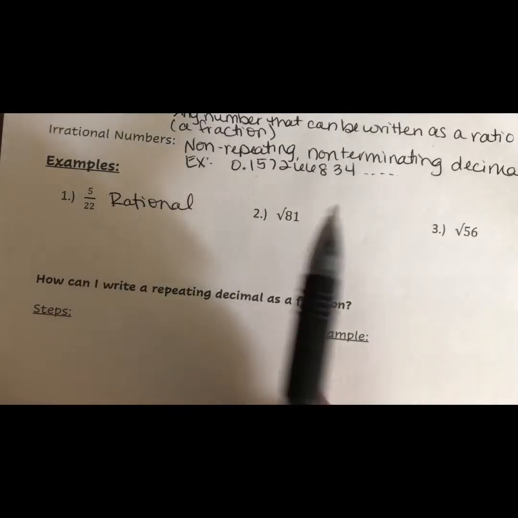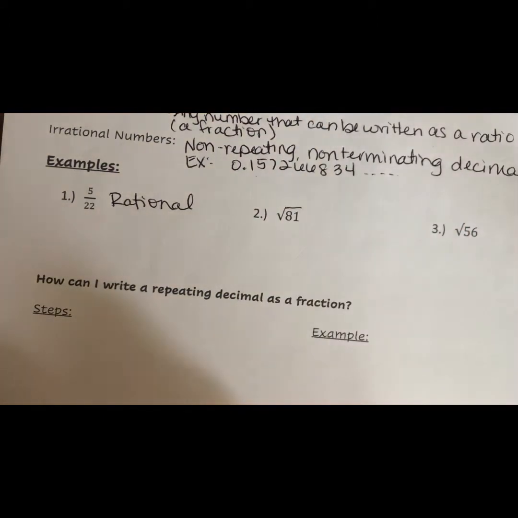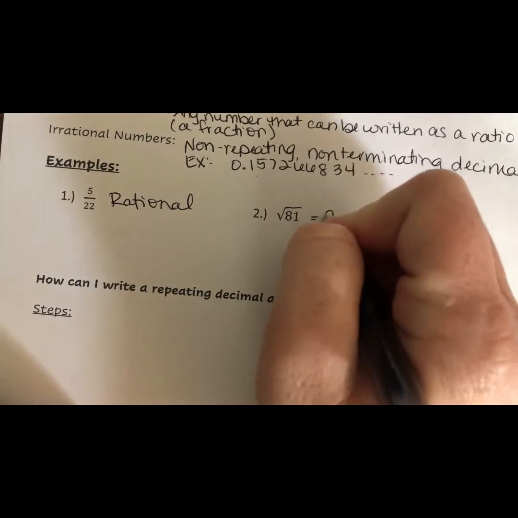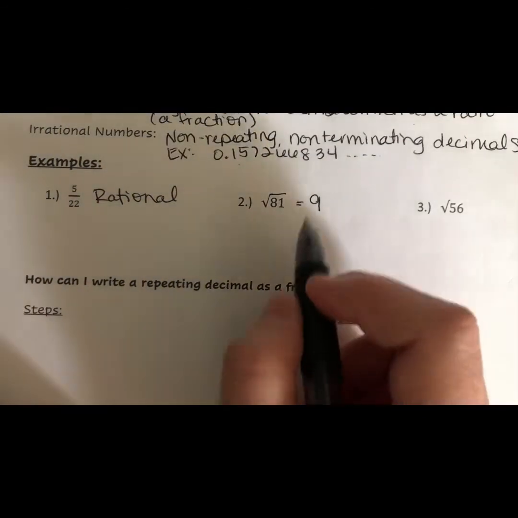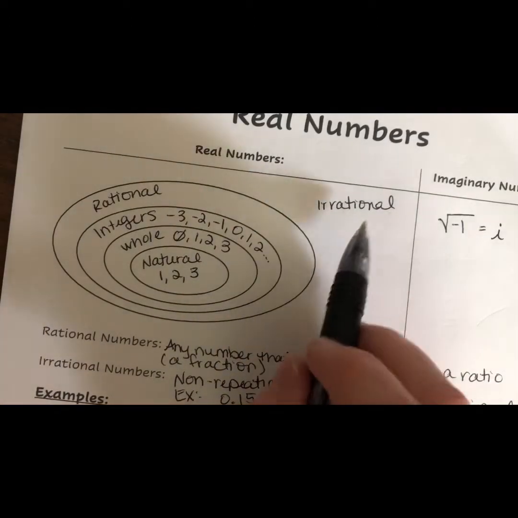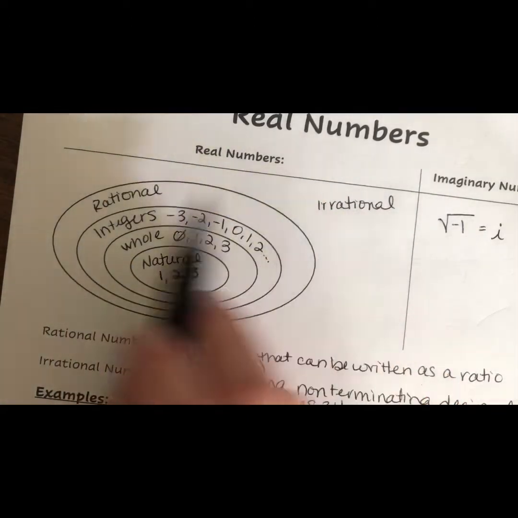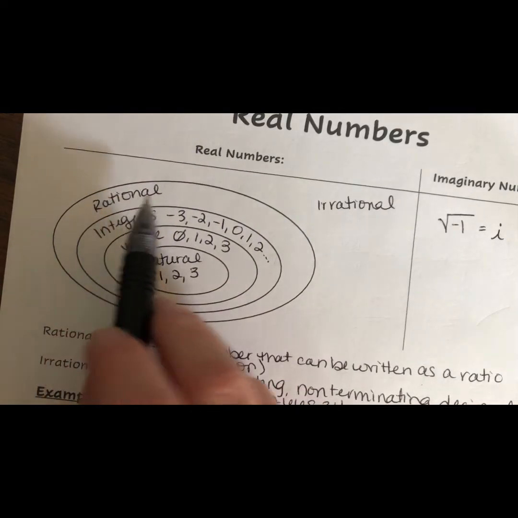Number 2, the square root of 81. So first we want to simplify that. What is the square root of 81? If you answered 9, good job. So the number 9, what does that fit in? What categories does that fit in up here? Rational or irrational? We can write it as 9 over 1.